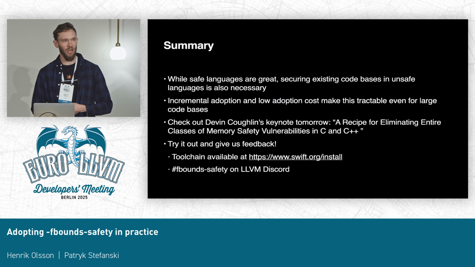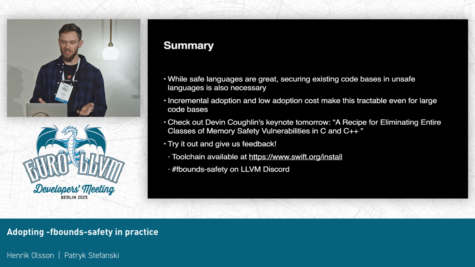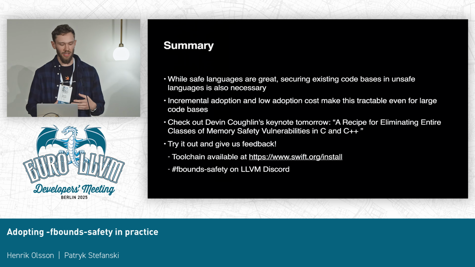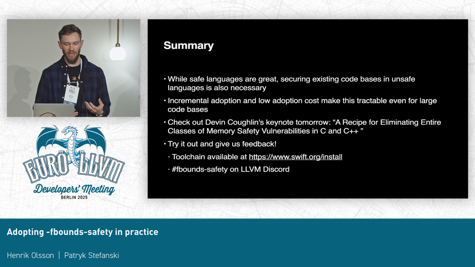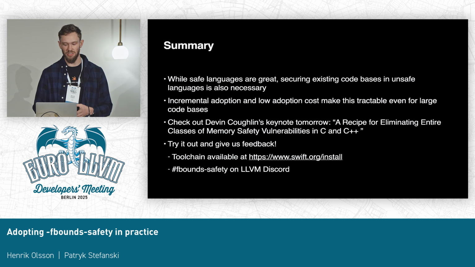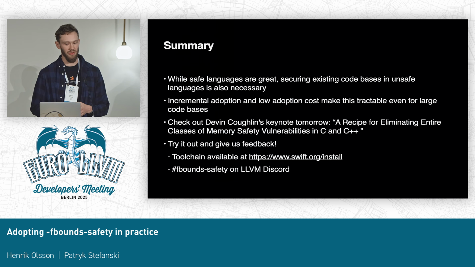So in conclusion, -fbounds-safety enables incremental adoption for large code bases as well as small, and helps you catch bounds safety issues in production before the attacker is able to exploit them. If you found this interesting, there will be some more similar content in our colleague Devin's keynote tomorrow, and a recipe for eliminating entire classes of memory safety vulnerabilities in C and C++. So definitely check that out.